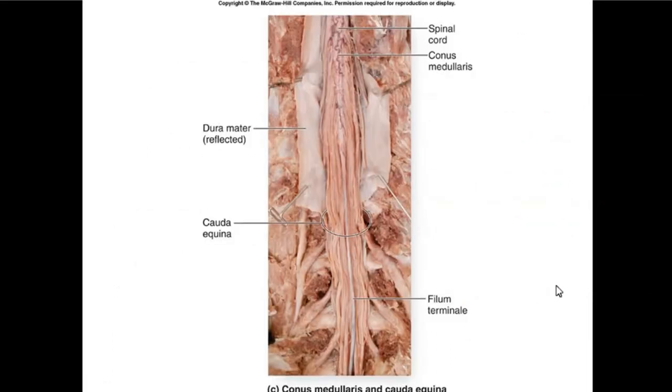So here's a gross depiction of the spinal cord. Here it is right here, and it comes to an end. It narrows down into a conus medullaris, and then here's the collection of nerves, the cauda equina, the Latin term for horse's tail, running caudally to enter into the sacral canal. Then you have the filum terminale, the extension of that pia, running all the way down towards the coccyx.